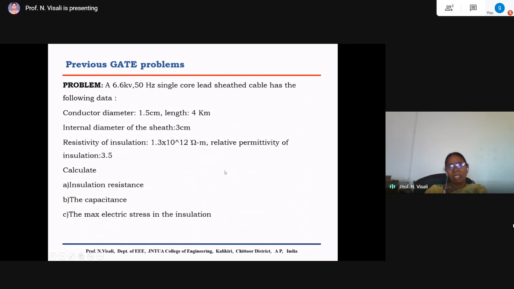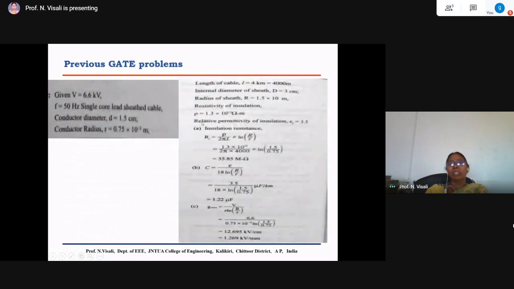This is actually a cable problem, but cables are already in your syllabus, so we can discuss it. Insulation resistance, we have already seen the equation. What is the insulation resistance? R is equal to rho by 2 pi L times ln R by r. You can just substitute all the values and get the insulation resistance.